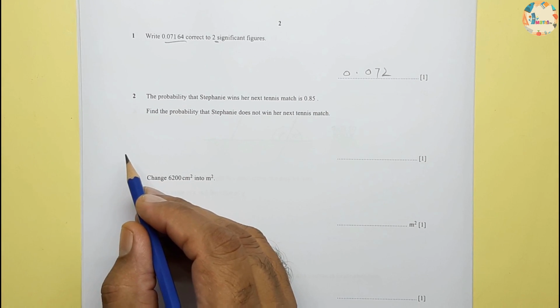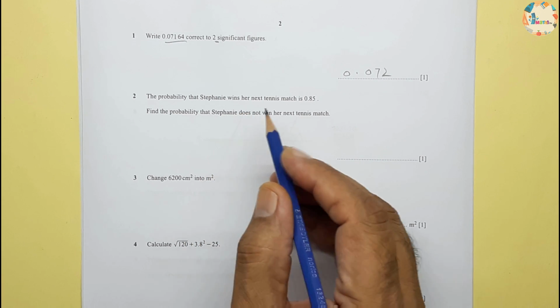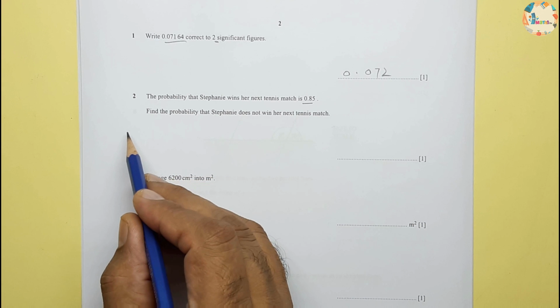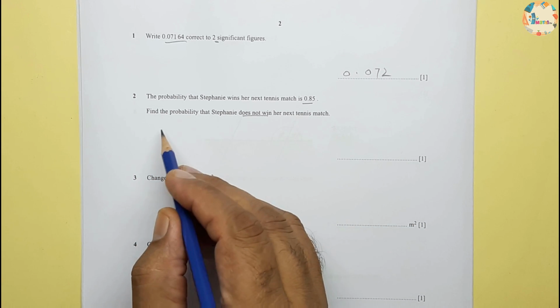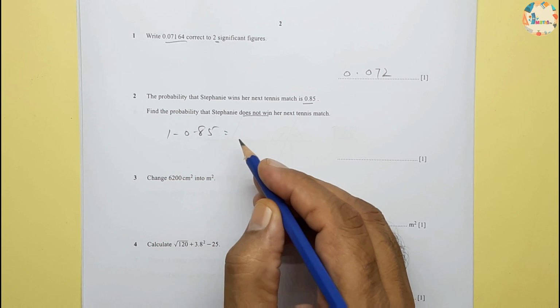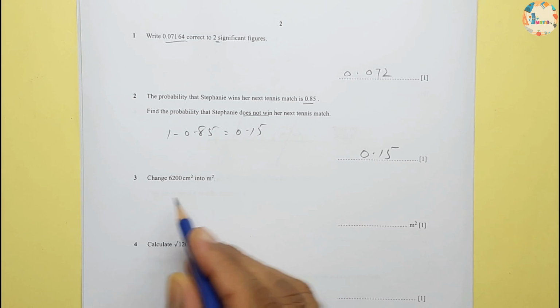The probability that Stephanie wins her next tennis match is 0.85. Find the probability that Stephanie does not win the match. So it will be 1 minus 0.85, which is equal to 0.15. So we can write here 0.15.